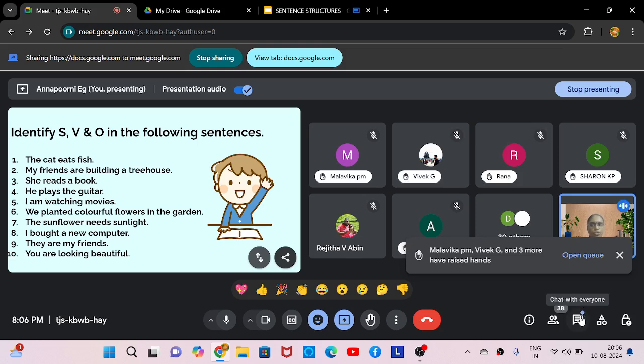Balkis, you can continue. I will complete the seventh one. The sunflower is the subject, needs is the verb, and sunlight is the object. Okay. Yes, Balkis, you can read the eighth one. I bought a new computer. I is the subject. Bought is the verb. A new computer is the object. Very good.